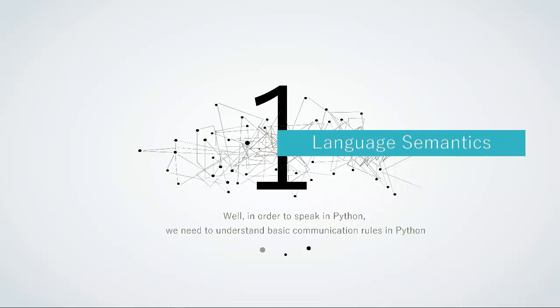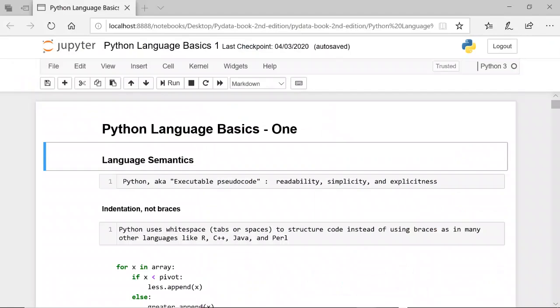So first, in order to communicate effectively in the world of Python, we need to understand some basic rules of speaking the language. Okay, so let's jump back to our Jupyter Notebook. As we can see, here's our Jupyter Notebook, and we'll be going through the first part, which is our language semantics. Python, as we all know, is well known for its readability, simplicity, and explicitness.